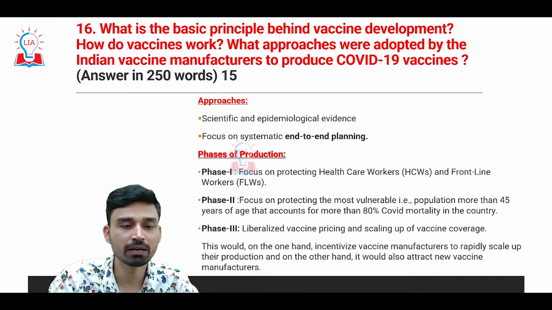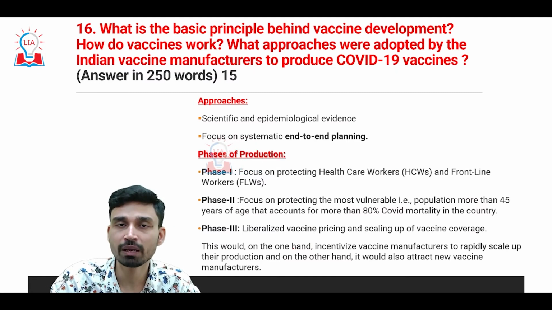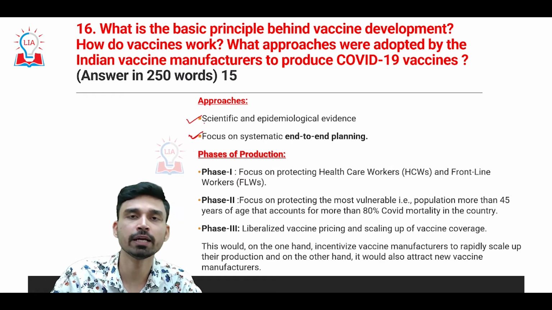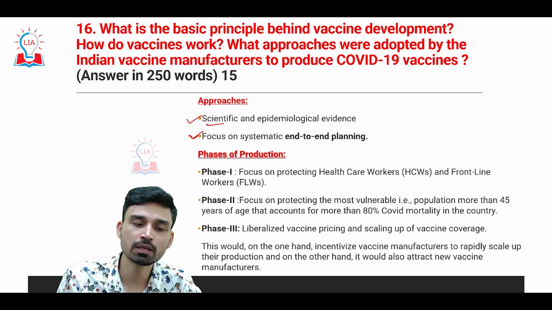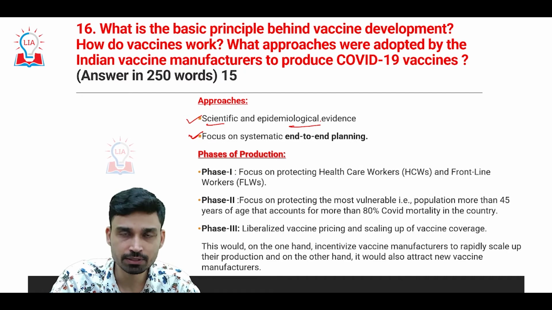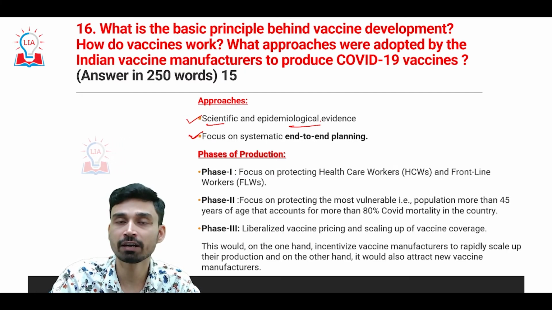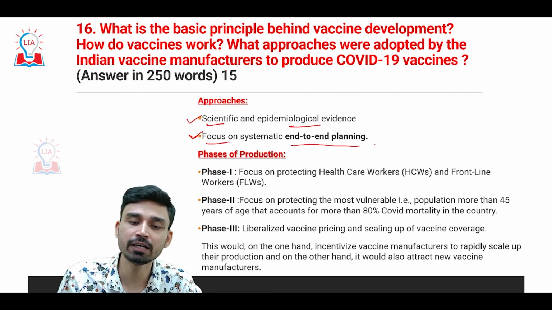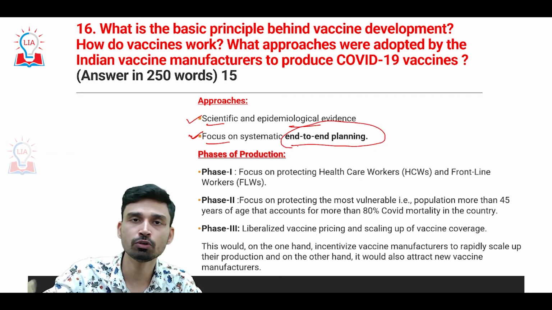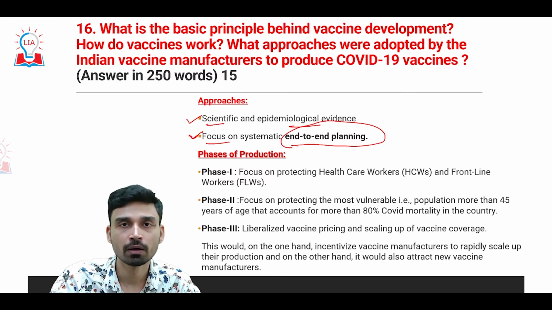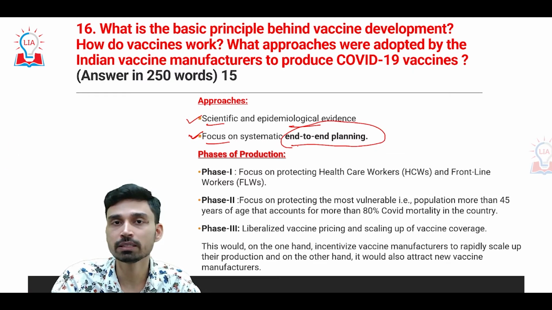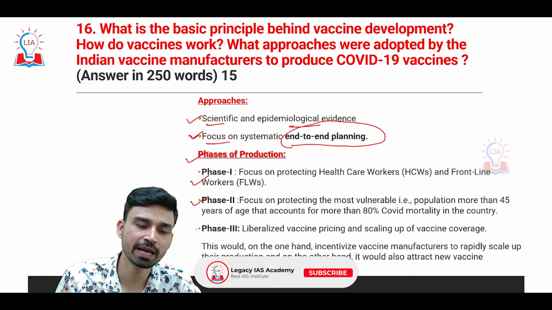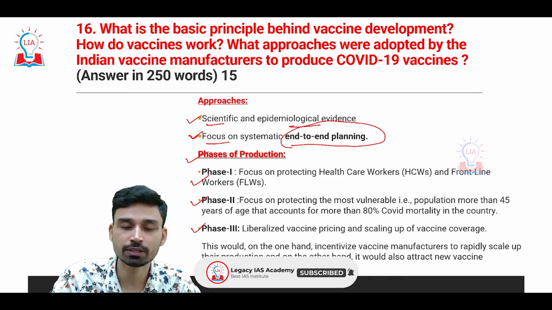Now, as far as the manufacturing approaches for vaccines in India are concerned, basically Indian vaccine manufacturers have taken two approaches. The first approach focuses on the scientific and epidemiological evidence to gauge the effectiveness or efficacy of the vaccine. And second, they have also focused on systematic end-to-end planning, so that right from the producer to the consumer, the vaccine is able to be supplied at a desired rate. Overall, there have been three phases of production as far as Indian vaccine manufacturing is concerned.